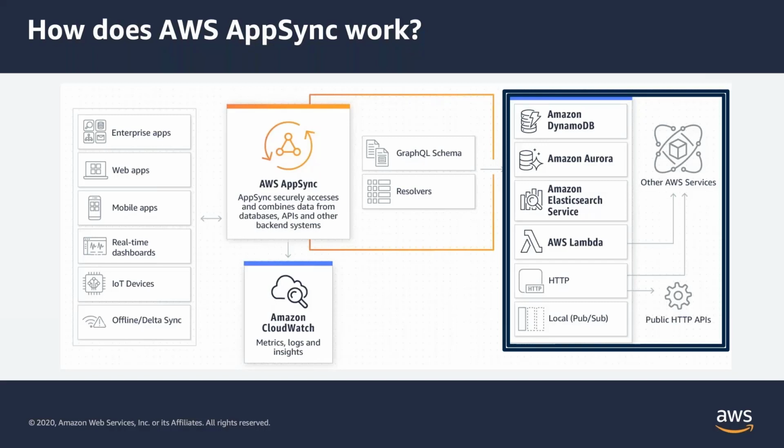You can easily have both REST and GraphQL in your backend. You can use HTTP resolvers to connect directly to other AWS services, such as Step Functions or EventBridge, via the regional endpoints as well. It's also possible to use local resolvers. Think of it as a pub/sub channel where data is not persisted.